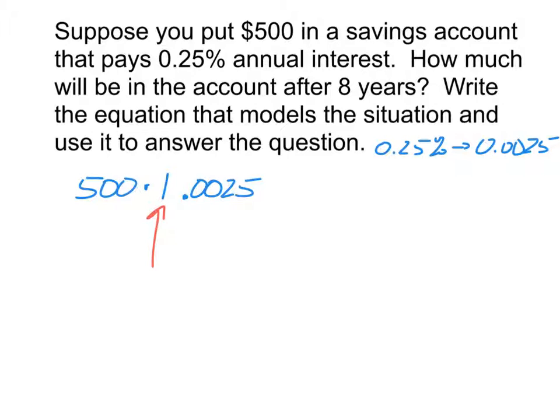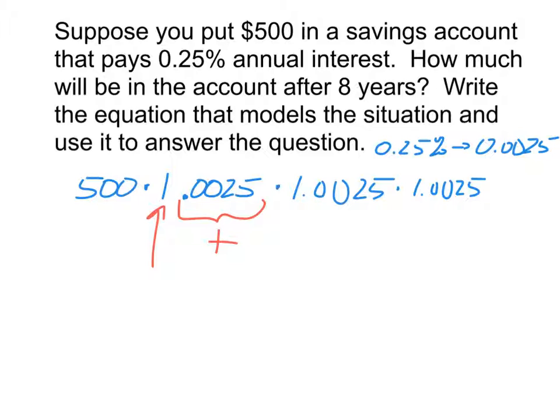So we started with $500, and then we added that 0.0025. So the additional interest we earn, we write it in decimal form, but we add it to 1. And that'll give you the new amount every single year. Well, if I want to do this for 8 years, I would have to do that times 1.0025 times 1.0025 to figure out how much we have after the second year, times 1.0025 to figure out how much we have after the third year. We got to do this 8 times.